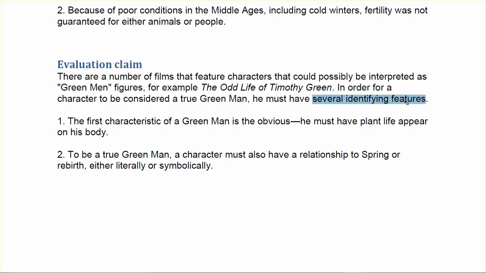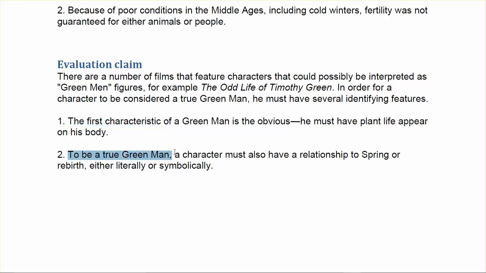So as a reader, you're going to expect to see several paragraphs or several sections of the paper, each one concentrating on one of those identifying features. Let's see if I've done that in my sample here. The first characteristic of a green man is the obvious. He must have plant life appear on his body. In the rest of this section, I'll be talking about how the character in The Odd Life of Timothy Green meets or does not meet this characteristic of a green man.